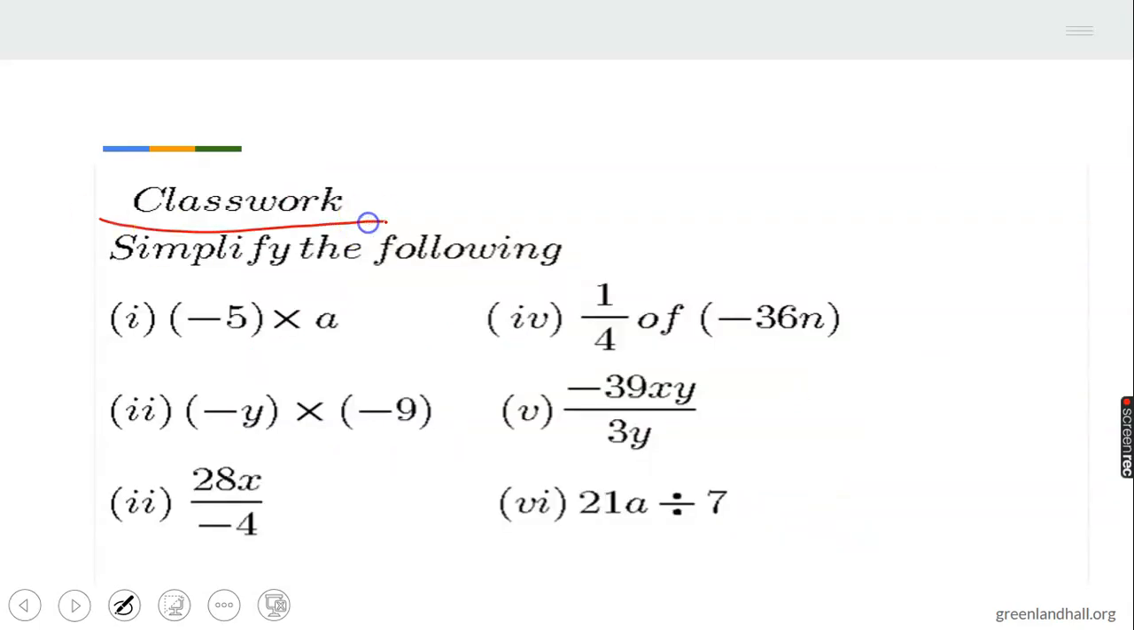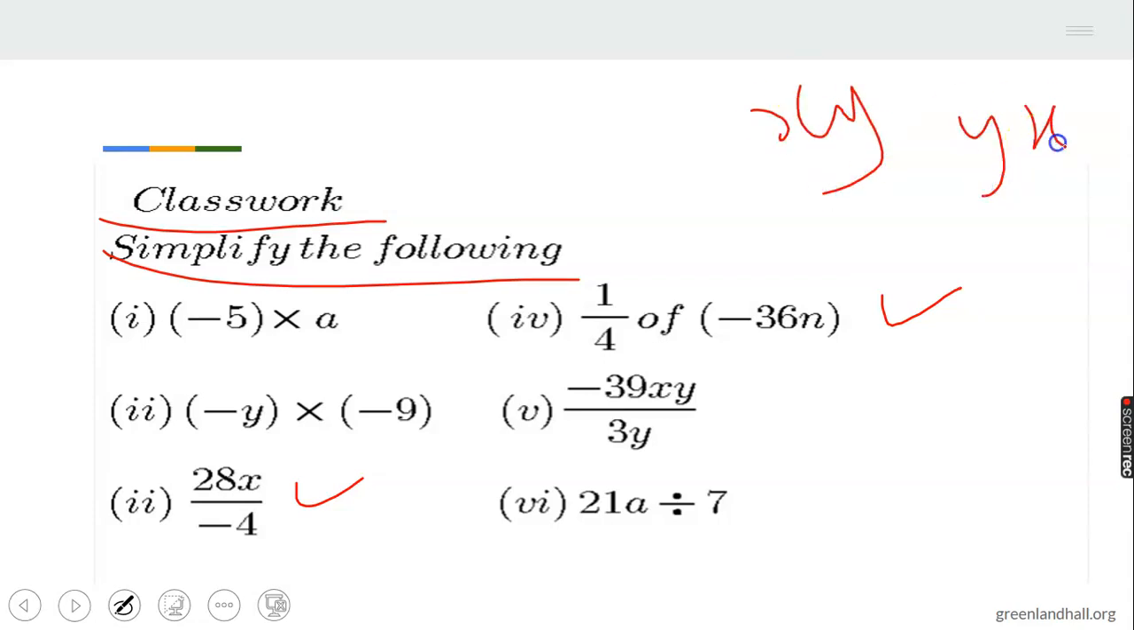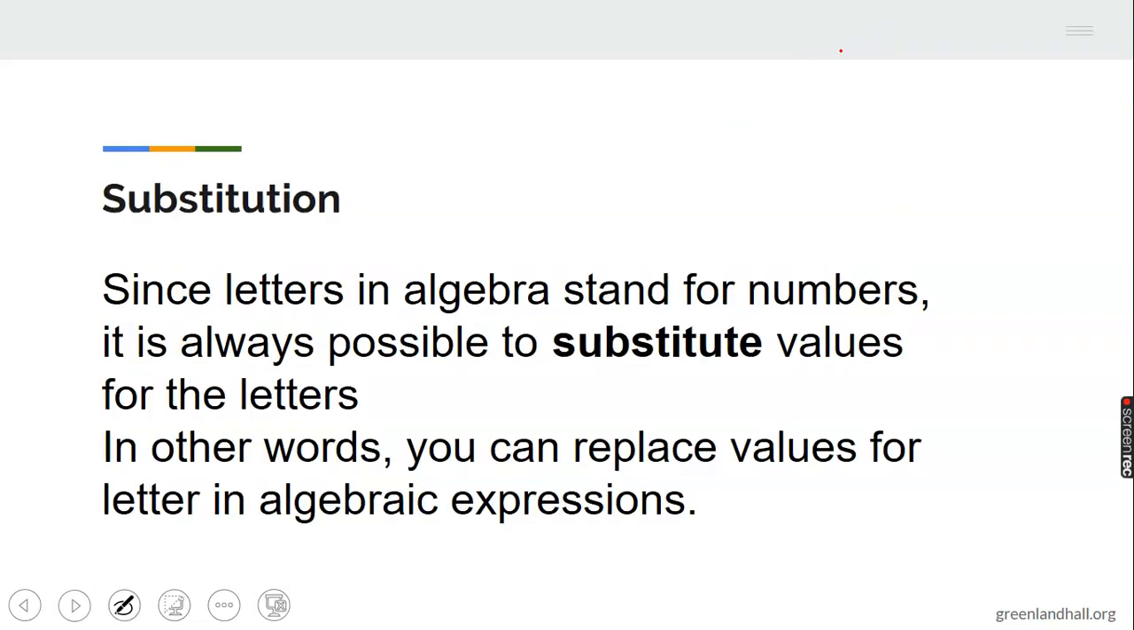Now, here is a class work for you to quickly play with. Simplify the following. Minus 5 times a, minus y times minus 9. 28x divided by minus 4. 1 over 4 of minus 36. Minus 39xy divided by y. You can see it was x before y and not yx. Although it's still the same thing, but it is better this way. 21a divided by 7.